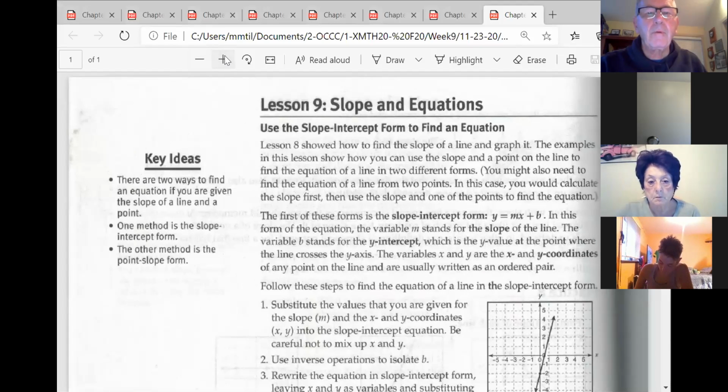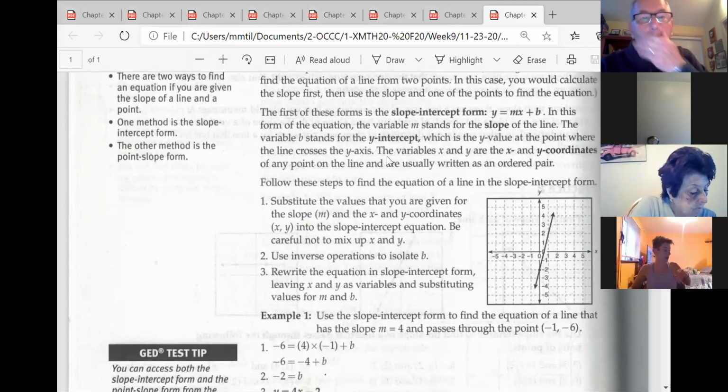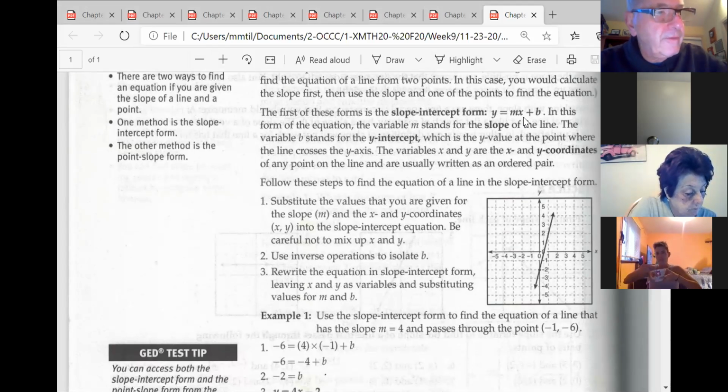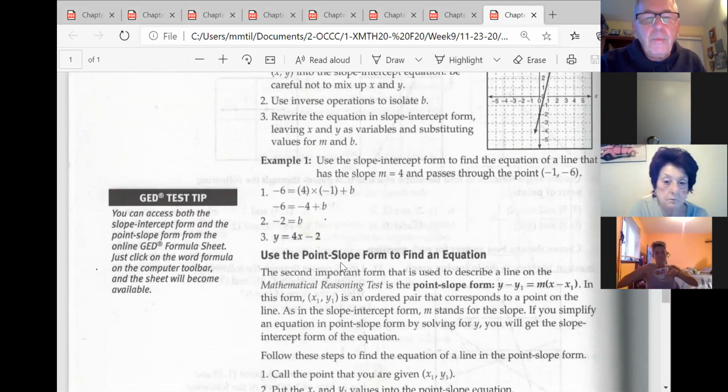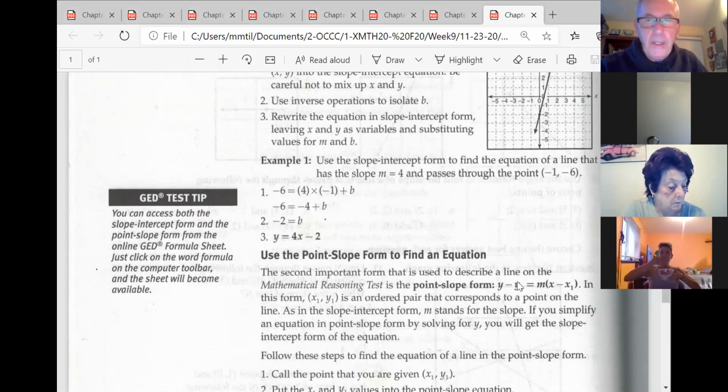Okay. So now we're on slopes and equations. It's more of the same. Two different forms. The slope intercept form, that's y is equal to mx plus b. That's the equation I always like to use to solve everything. Another one is called point slope form. That's this form here. So you should write those two forms down as notes.